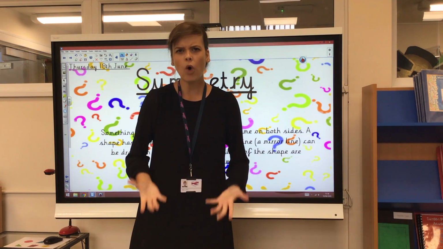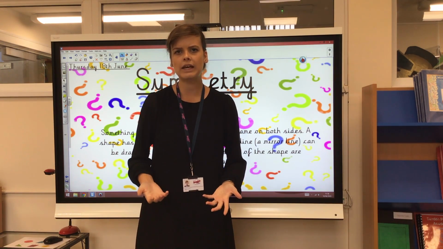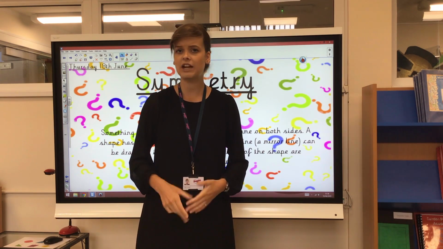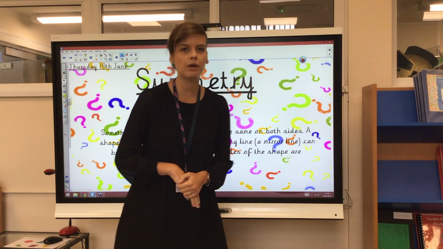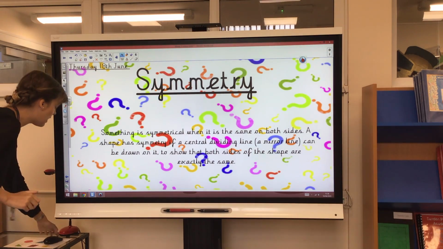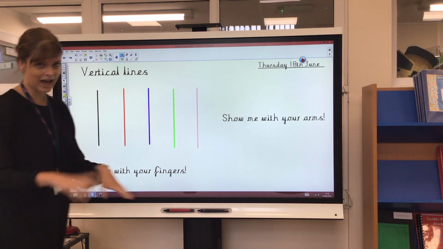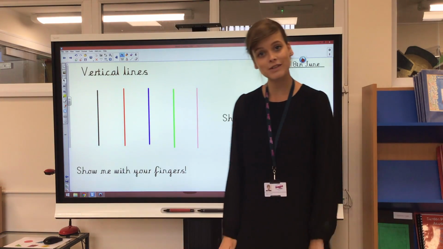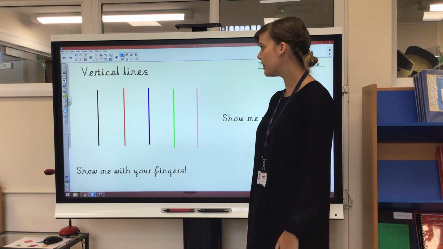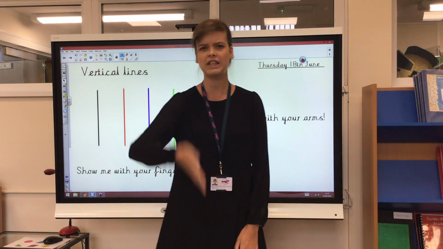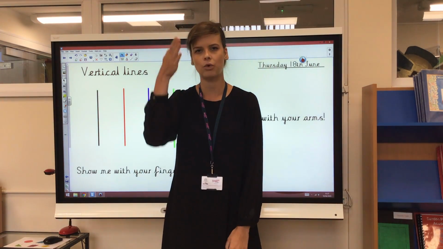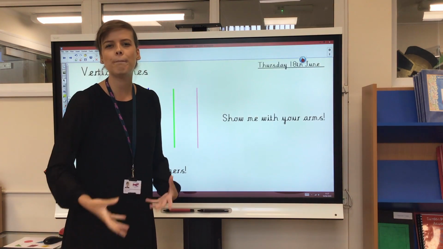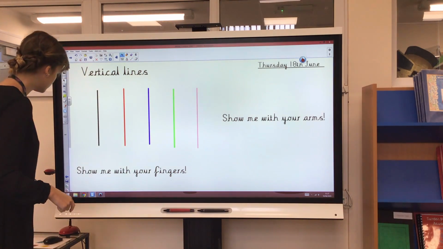But again, what line have we been looking at this week? There are lots of types of lines, and I've shown you two, but which one have we been looking at this week? If you have said vertical, absolutely, you can show me with your arms, with your fingers, what a vertical line looks like. But super duper, we're looking at vertical lines of symmetry, that dividing line going up and down. It's in the centre, or a mirror line we can call it.